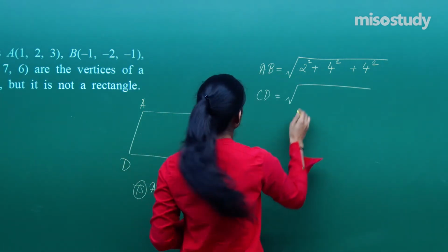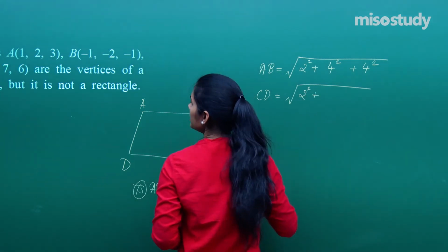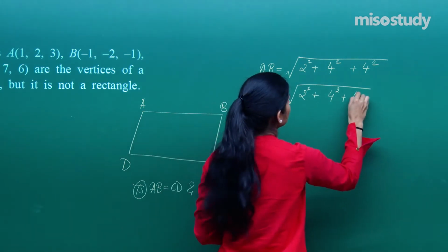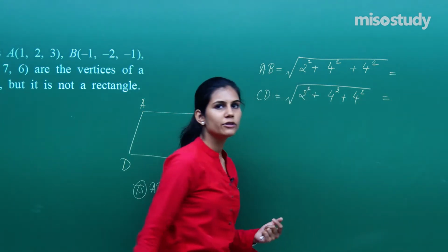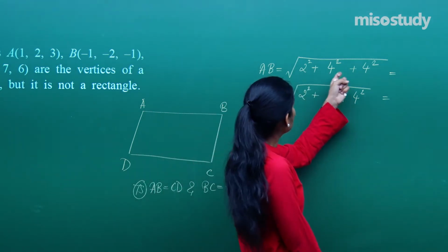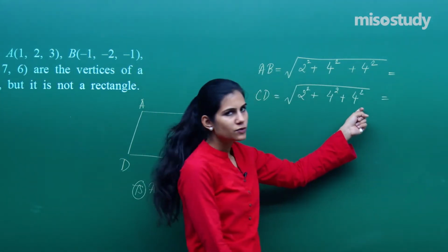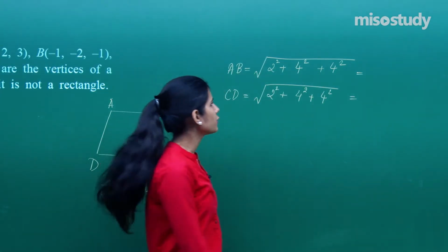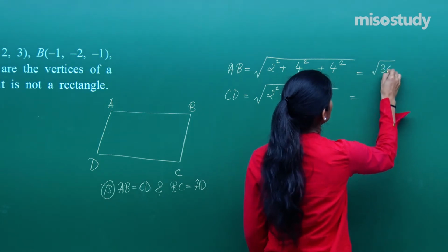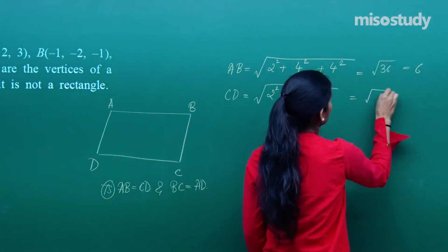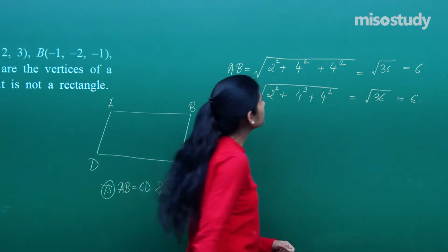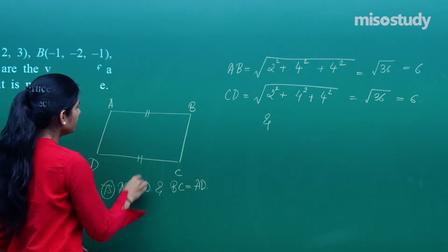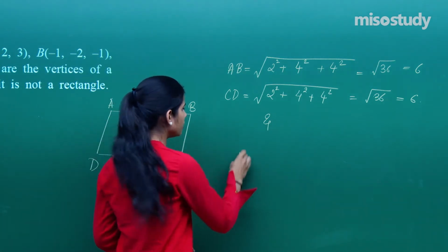CD, (4 minus 2) whole square plus (7 minus 3) whole square plus (6 minus 2) whole square. Let's see if they are coming out to be equal or not. 2 square plus 4 square plus 4 square, 2 square plus 4 square plus 4 square, of course this is the same thing. 16 plus 16 gives you 32, 32 plus 4 gives you 36. So you get root 36, which is 6, positive root of 36, which is 6. Fine. Now these two have come out to be equal. Let's see if BC comes out to be equal to AD or not.